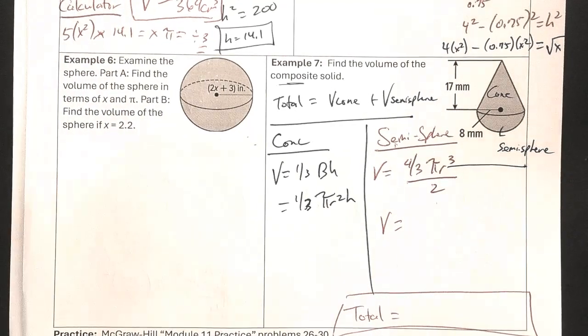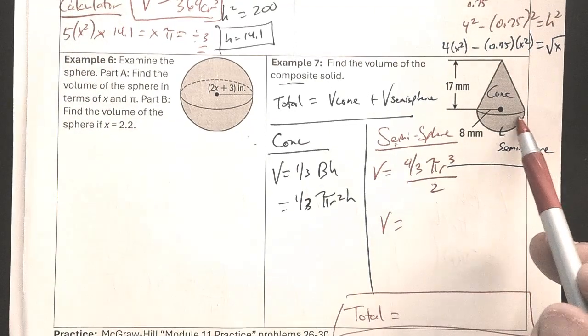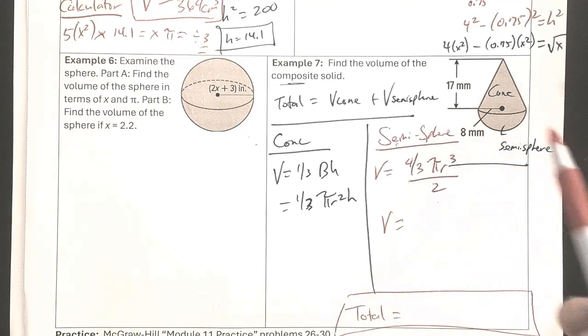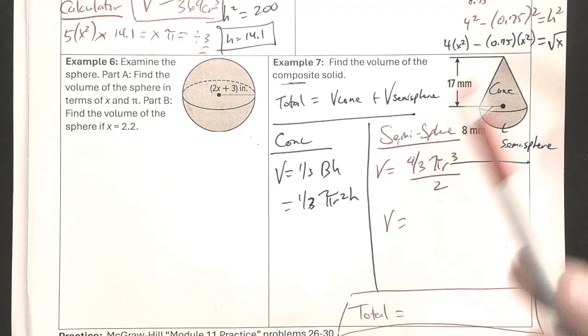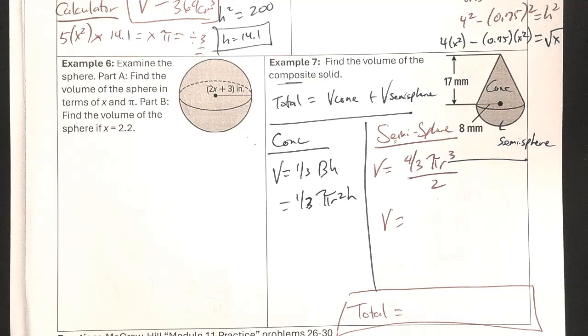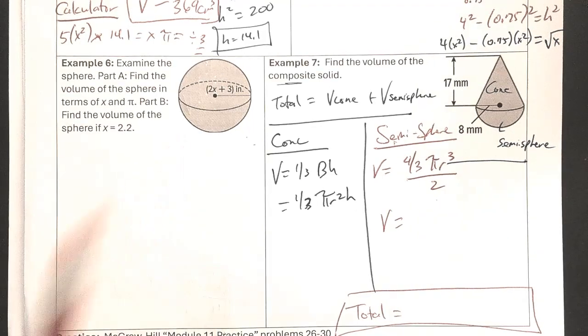Okay? The base would be the same, but you don't necessarily need the base. You have the radius is 8. The height for the cone is 17. So you have all the numbers, you just have to use the calculator. So good luck to you. It's really easy. All right, so example 6.